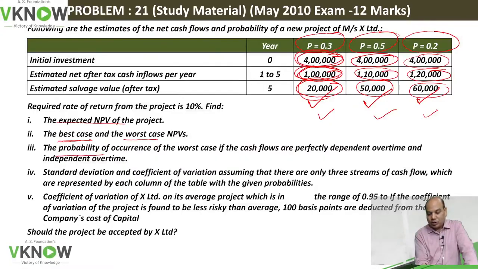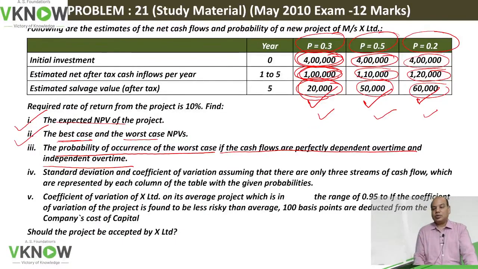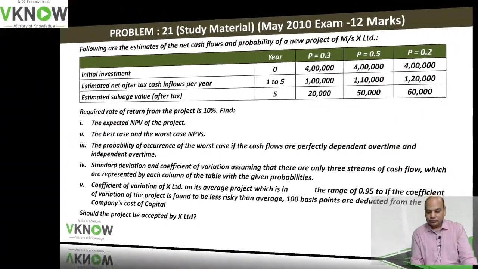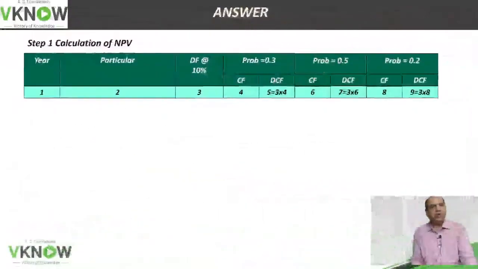And then probability of occurrence of worst case. If cash flows are perfectly dependent over time and perfectly independent over time, so that I will explain later. First let us complete part 1 and part 2, which are very easy. This question was asked in May 2010 exam for 12 marks. Can you believe that? So one by one we'll solve and then I will explain further.